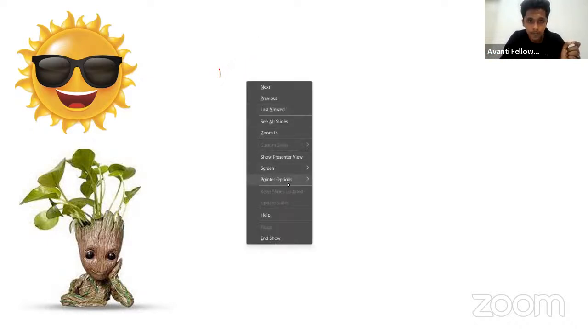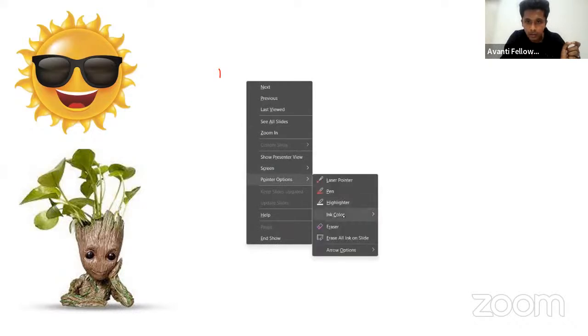But when it comes to plants, okay, I will try to change the ink. Hold on. Okay, one second, people. I've chosen black. If it is not visible, just let me know.